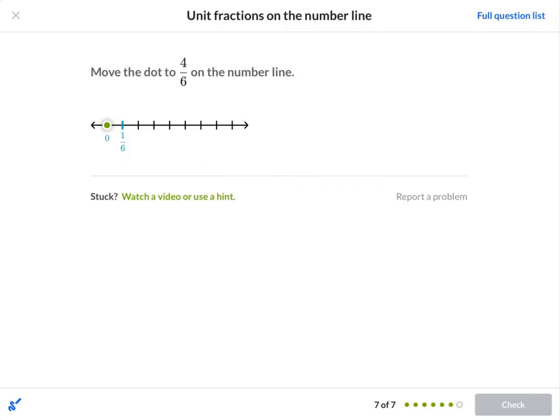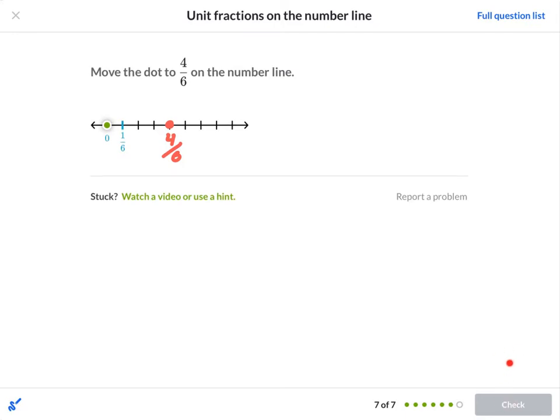So here's one problem. It's not going to be the exact one when you do it. There's different types of problems, and they scramble them up with different values. But anyway, they tell you to move the dot to the fraction 4/6. Now, they don't even tell you exactly what measurement these are, but we do know this one is 1/6 and that this one's 0. So from here to here, that's 1/6, which means that this one would be 2/6, this one would be 3/6, this one would be 4/6, right? So our dot goes on the 4/6. 1, 2, 3, 4 right here. This is 4/6.